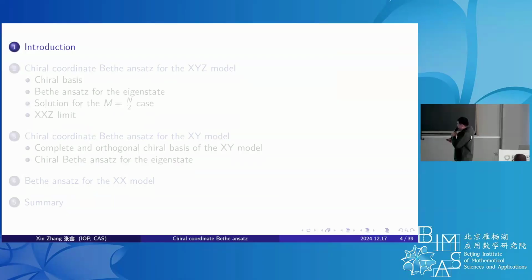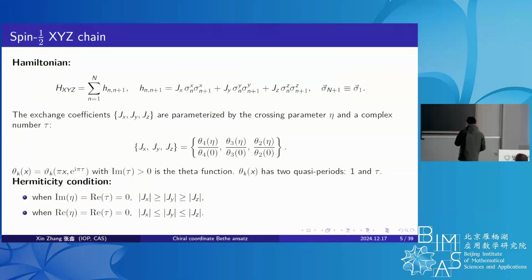So the first part, the introduction. Let's first start from the XYZ chain. The XYZ chain is the most general anisotropic spin chain, and it is a very famous integrable model. Let's see the Hamiltonian. The Hamiltonian just describes a neighboring-site spin interaction. In this talk, we start with the periodic system, with periodic boundary condition.